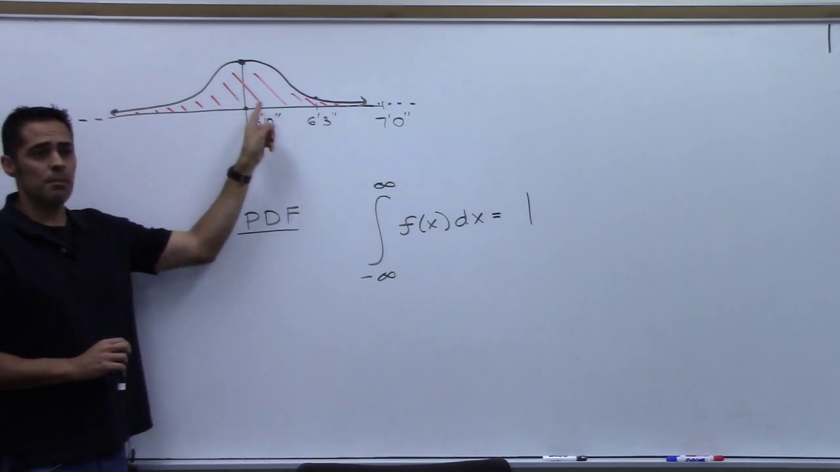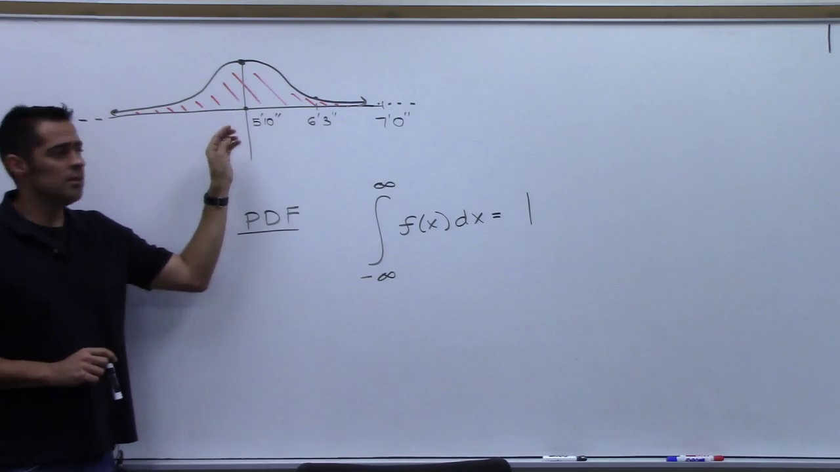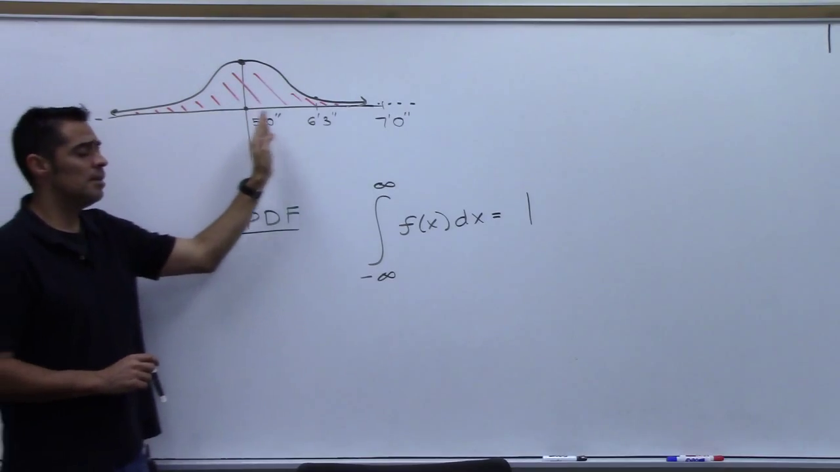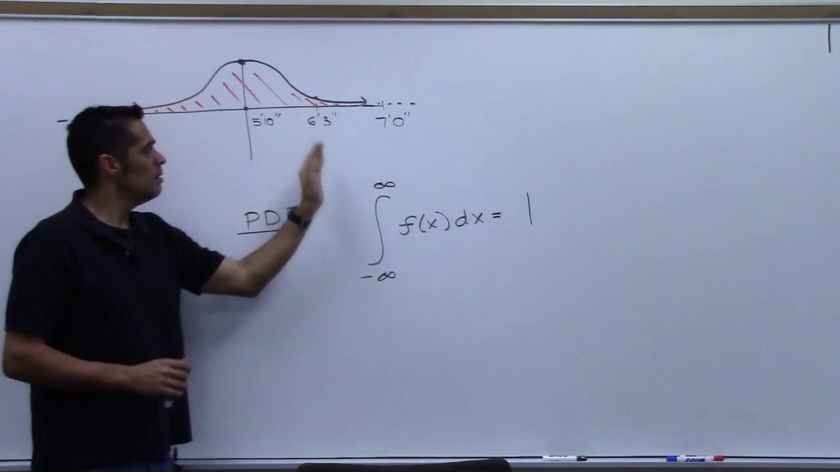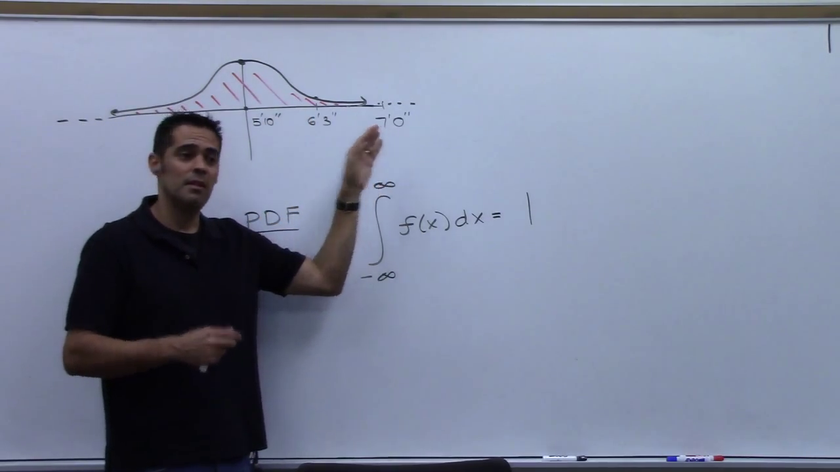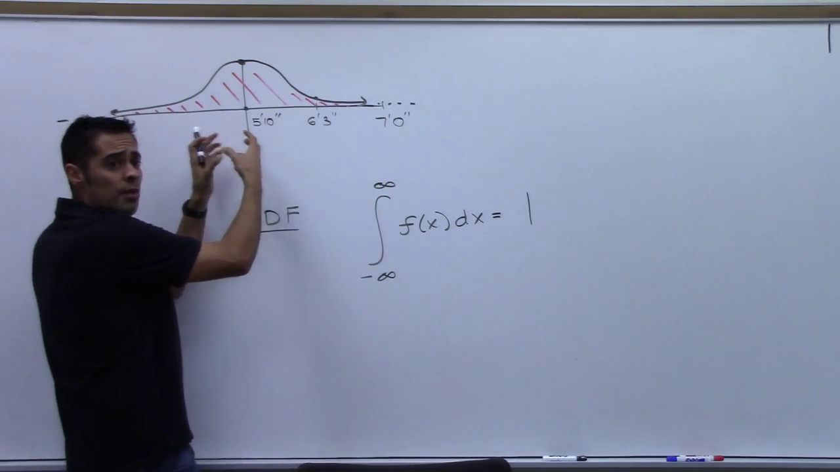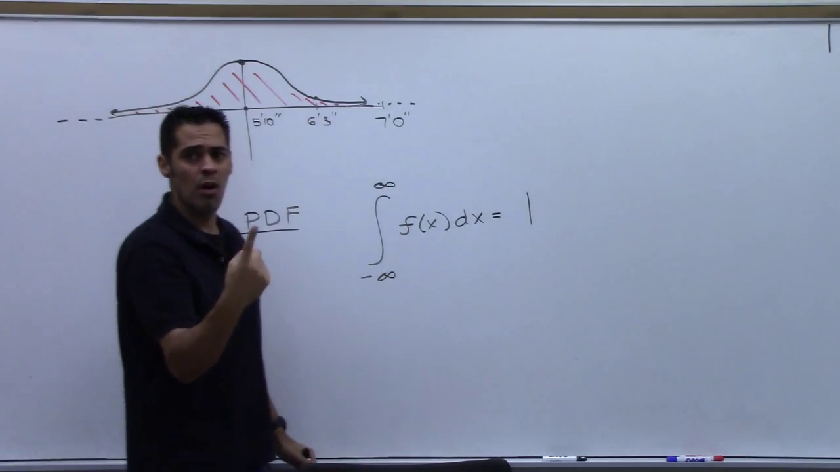Each of these represents a probability, right? So what's the probability that you're going to be 5'10"? Pretty good, right? What's the probability you're going to be 6'3"? Not so good. What's the probability you're going to be 7 foot? Rare, right? The total sum of all the probabilities should be 1.